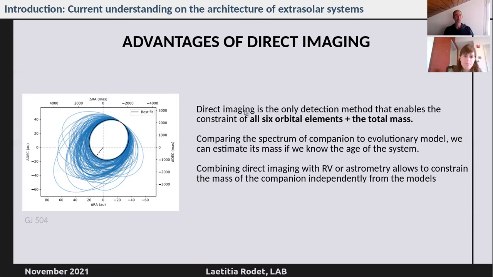But direct imaging is the only detection method that enables the constraint of all of the orbital elements of the companions, plus the total mass when you use Kepler's third law. So this is very useful. Although in the case I showed here, JT504, we have a very scarce orbital coverage, which is often one of the problems of direct imaging because we have long orbital periods. So the constraint is not very impressive, but as time goes by and we improve our orbital coverage, the orbit can be very well constrained and all of the orbital elements can be constrained.